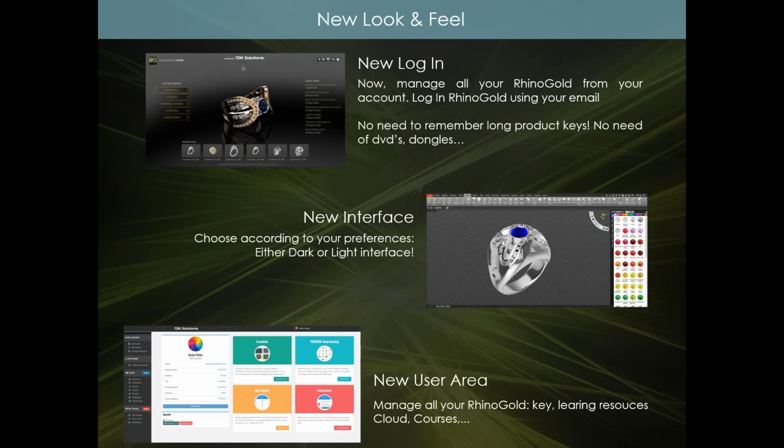Anyone who buys RhinoGold today, who installs it, needs to sign up on tdmsolutions.com, and needs to type the RhinoGold license in there. Once you have typed the license, you won't need to use the RhinoGold license anymore. From now on, every time that you install RhinoGold from any computer in the world, you can use your email and your password. So no need to keep long keys. With your email and your password, you can start using RhinoGold anywhere in the world.